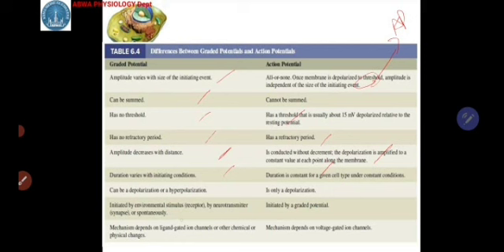Graded potentials are initiated by the environmental stimulus; action potentials are initiated by the graded potential. Obviously, the mechanism of graded potentials depends on ligand gated channels, while the mechanism of action potentials depends on voltage gated channels. This is a very important difference between graded potential and action potential.